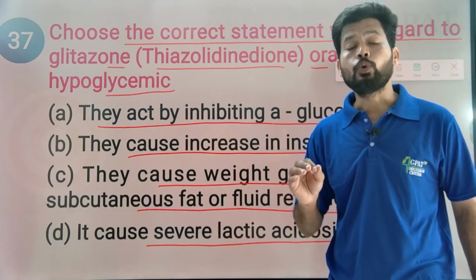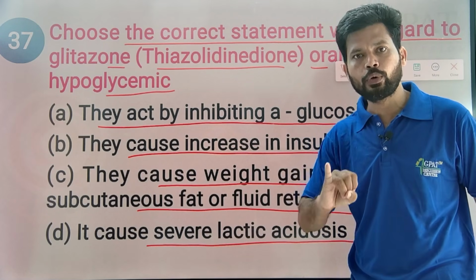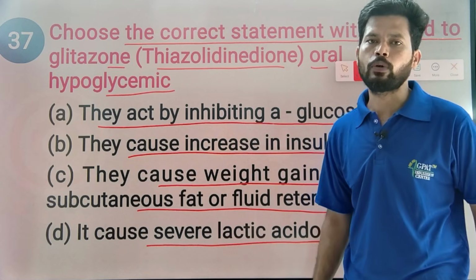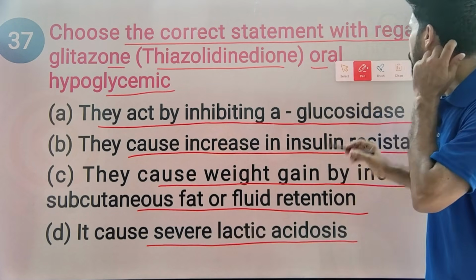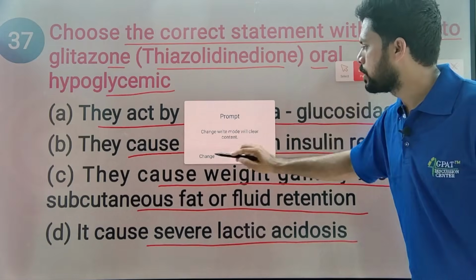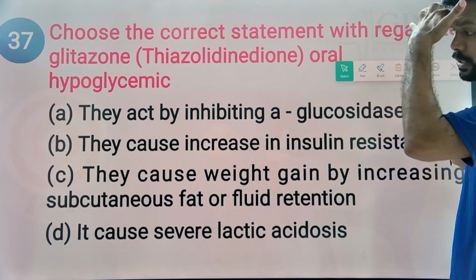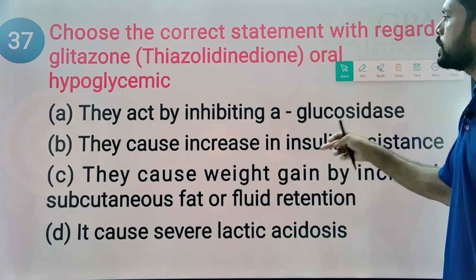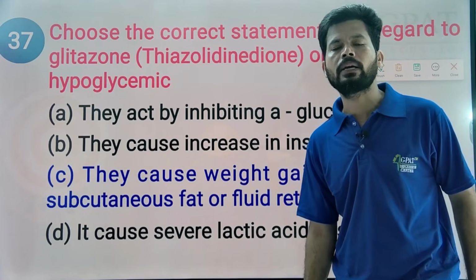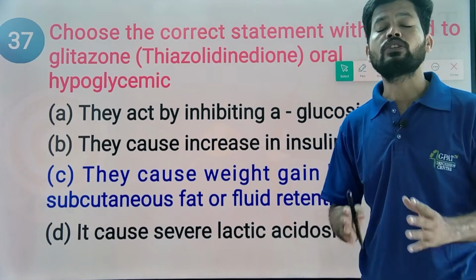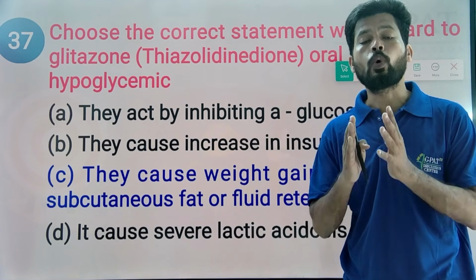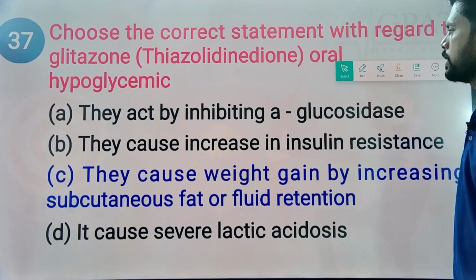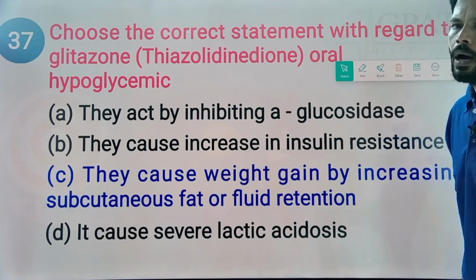That's why to neutralize that weight gain of sulfonylureas and thiazolidines, metformin is combined. Metformin is a biguanide, one of the hypoglycemics, which may cause weight loss. I hope you know the thing. And it causes severe lactic acidosis. So lactic acidosis is a common drawback with the biguanides like metformin, phenformin. That's why phenformin, a biguanide oral hypoglycemic, was withdrawn from the market due to severe lactic acidosis. So for this question, the answer is option C.